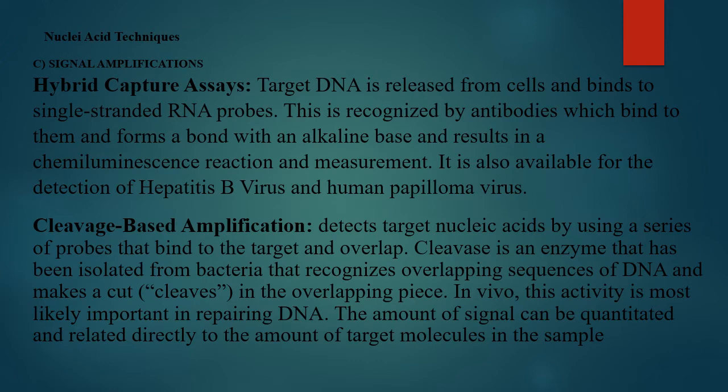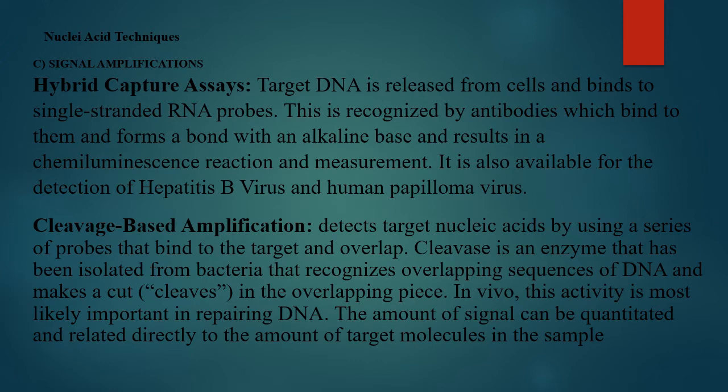Now in the hybrid capture, the target DNA of concern is released from the cell. So you find a way of releasing that one. Then it binds to single-stranded RNA probes. Now these RNA probes are recognized by antibodies which bind to them. And it forms a bond with an alkaline base, resulting in a chemiluminescence reaction. So once this binding comes in, then the alkaline base is formed, then the chemiluminescence is released.